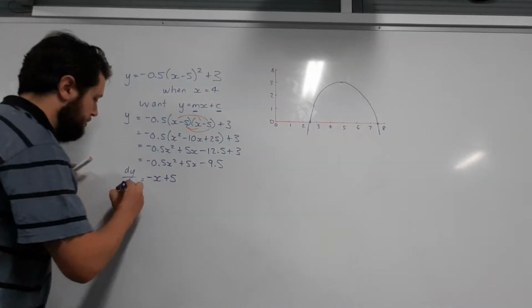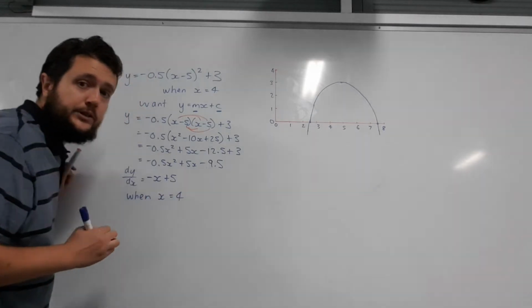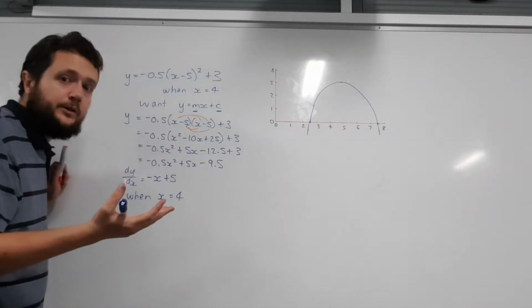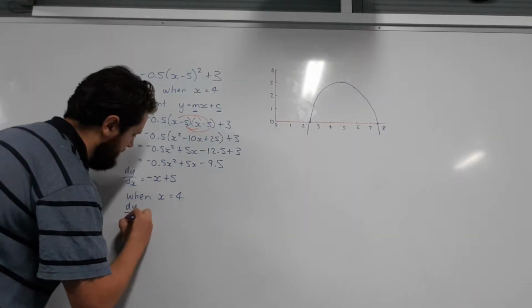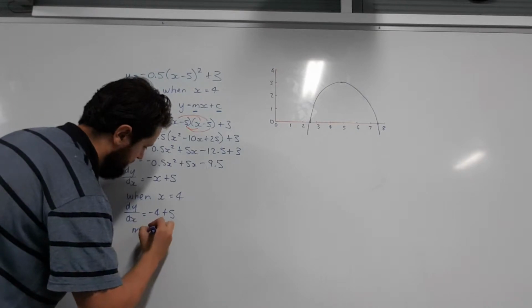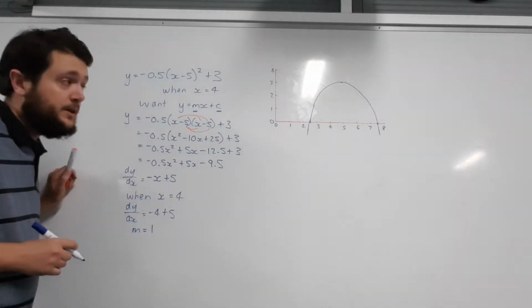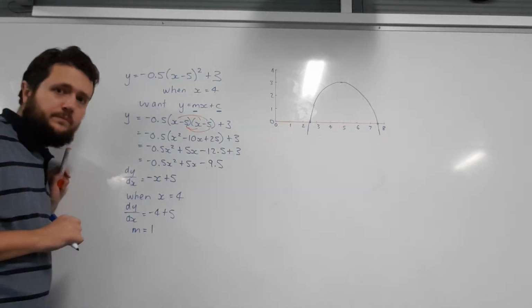So the question was, what's the gradient when x equals 4? All we need to do now is put 4 in this little formula and we're going to find the gradient at that point. So dy/dx equals negative 4 plus 5. m is 1. So the gradient in our formula here is going to be 1.